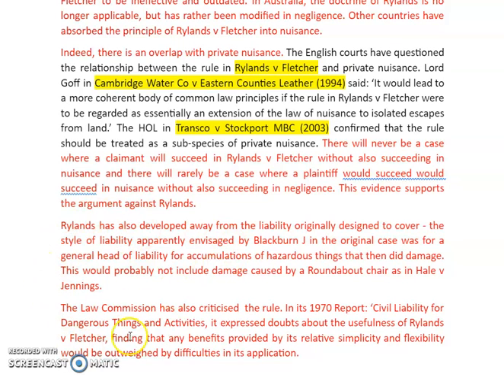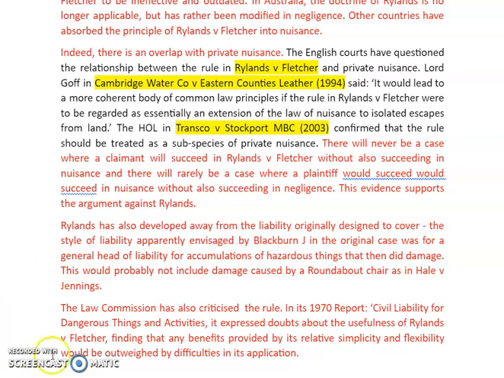And in terms of starting to reach a conclusion, we could say that Rylands has developed away from the liability that it was originally designed to cover. And the style of liability apparently envisaged by Blackburn J in the original case was for a general head of liability for accumulations of hazardous things that did damage. What he was envisaging probably wouldn't include damage by a roundabout chair, like in the case of Hale and Jennings. So I'm making the argument here that it's perhaps gone much further than it should have in any event.